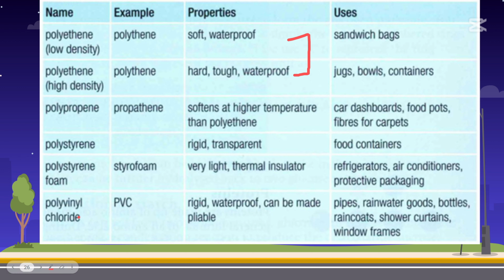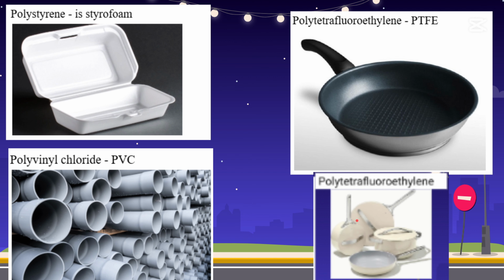We also have polyvinyl chloride, which is PVC, made up of polychloroethene. It's very rigid, waterproof, and can be pliable, right? So some examples of PVC. I know you've heard about PVC pipes, the rainwater goods. They use it for bottles, raincoats, shower curtains, and window frames. Those are all PVCs. These are just some actual examples.